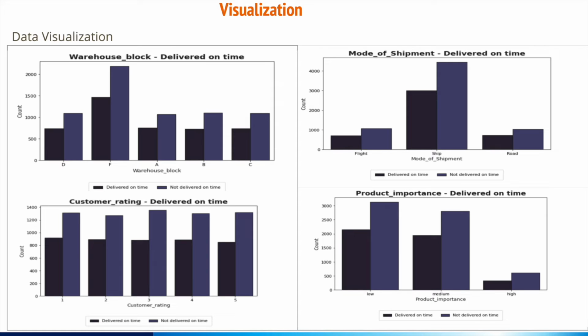Next is to look at our customer rating. Whenever customers receive a product, they get to rate us, and whenever products get to them on time, that's when we receive a higher rating. When they do not receive their products on time, we receive a low rating. In the long run, we would like to see higher ratings and minimize the low ratings by getting products into the hands of our customers on time.